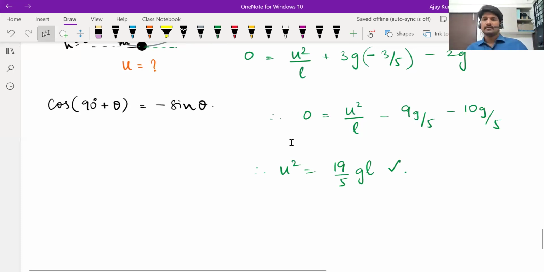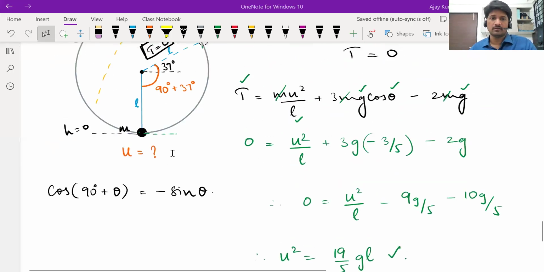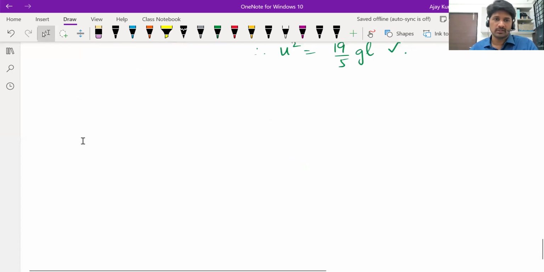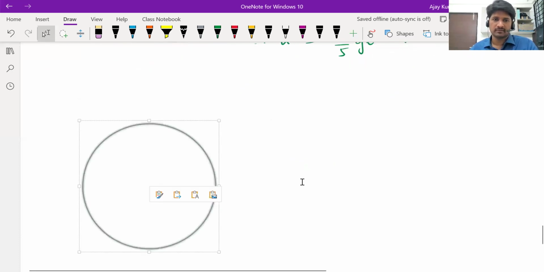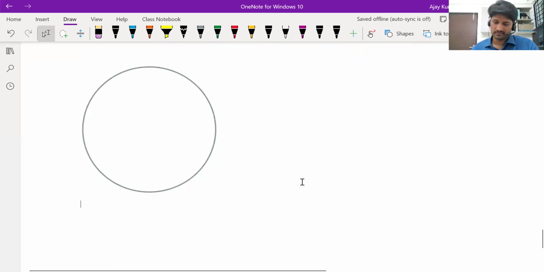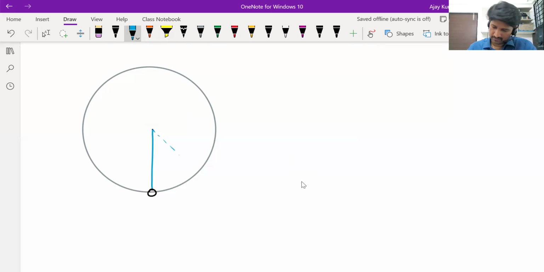So remember, the most important thing in motion in a vertical circle is that the object cannot stop anywhere in the upper half of the circle. In the lower half, stopping is possible. How? Let us discuss that also. If it becomes too slow in the lower half, that is not an issue. Let's say it started from here and became too slow when it reached here.